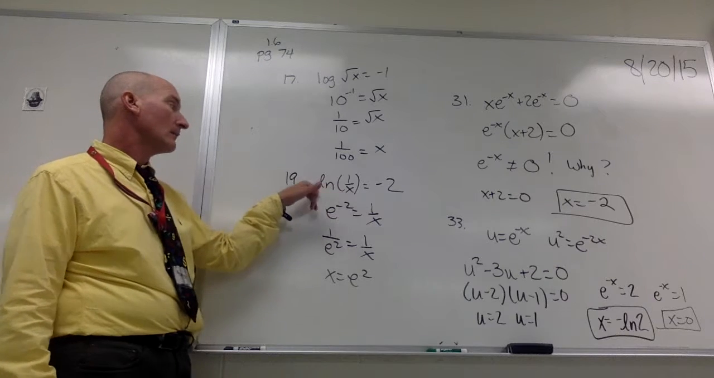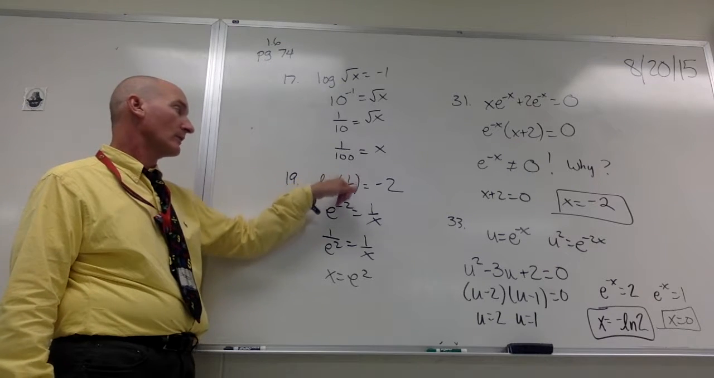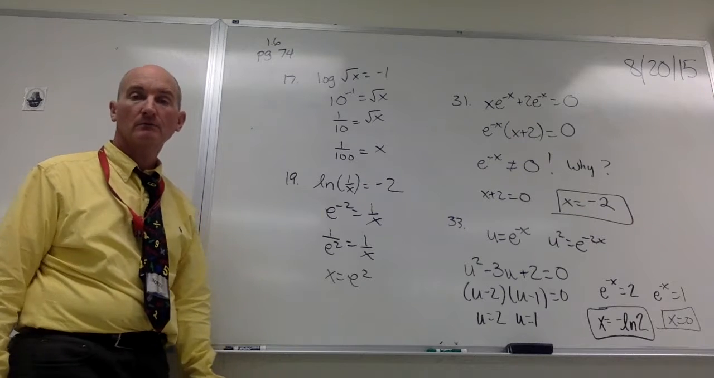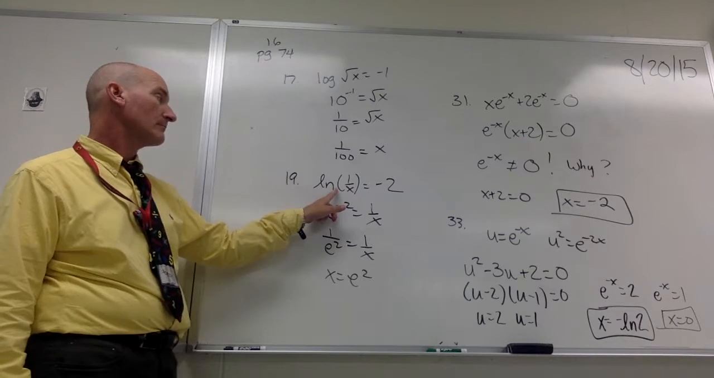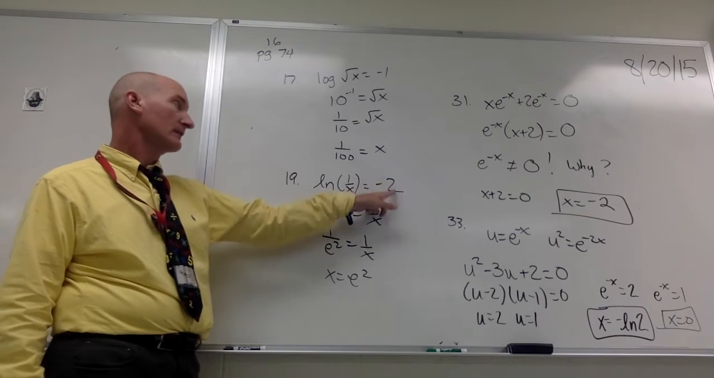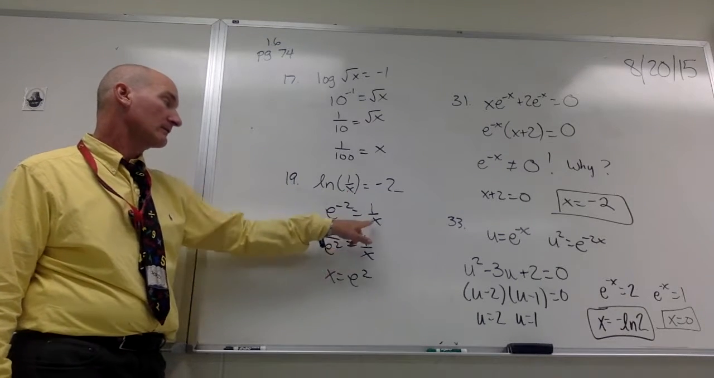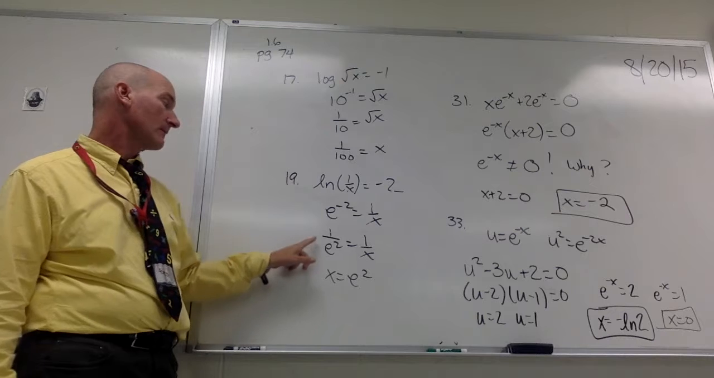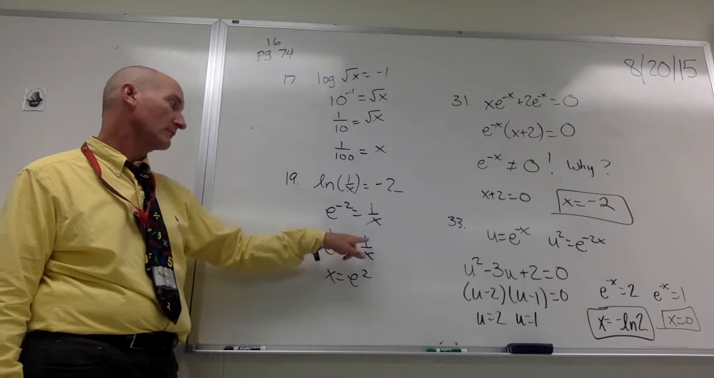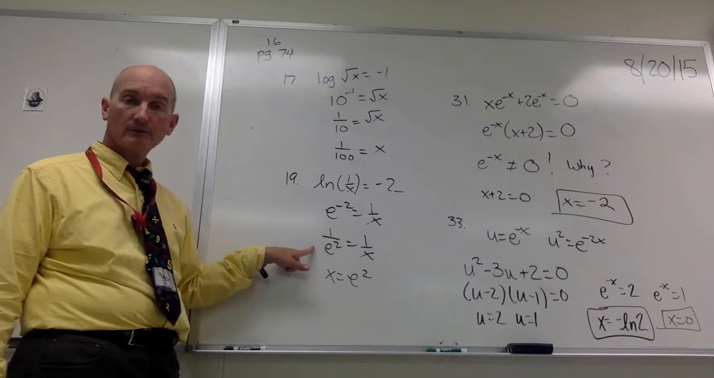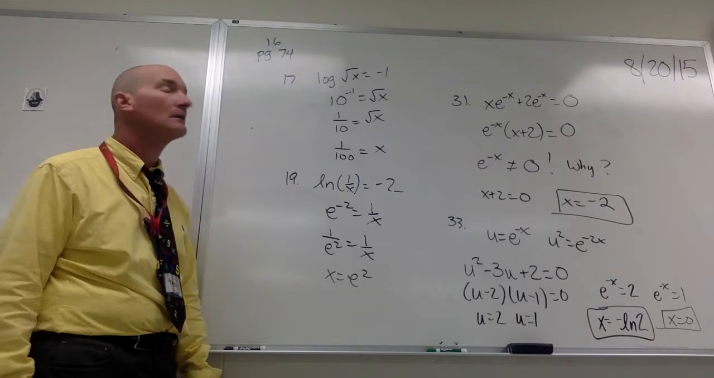For 19, we have the natural log of 1 over x equals negative 2. Well, this translates to base e to the negative second equals 1 over x. I want to solve for x, so I'm going to take the reciprocal of both sides. So I have 1 over e squared, which is 1 over x. This is equivalent to this, so x is e squared.